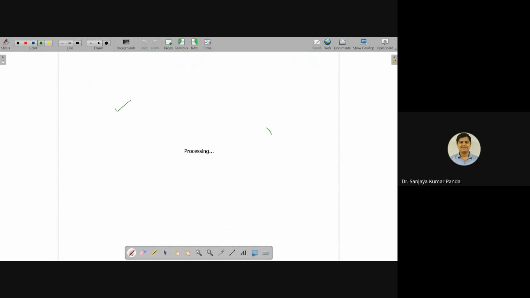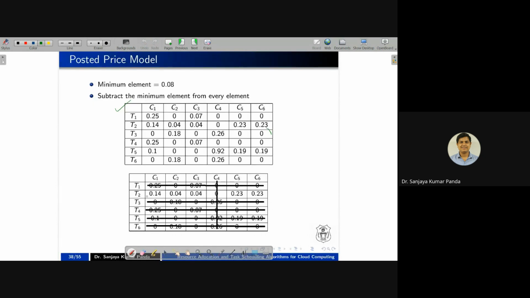For example, here you can see T1 can be assigned to C2, it can be assigned to C4, C5 and C6. However, if you look into T3, it can be assigned to C1, C3, C5 and C6. Like that you find the possibilities, and look for the task with fewer possibilities. For example, if a task has only one possibility, like you can see in the T2 case, there is only one possibility, C4. So you have to assign T2 to C4.